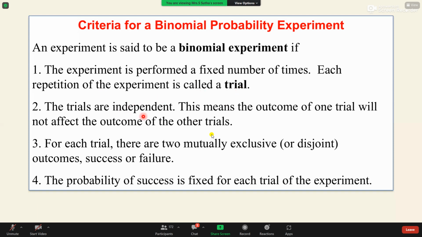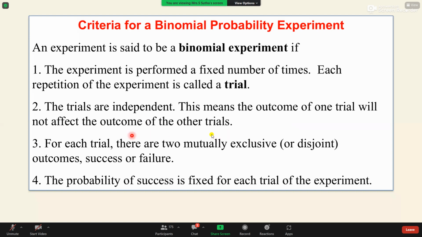But the trials are independent, meaning the outcome of the first trial does not affect the outcome of the second trial, right? So each and every trial is independent in terms of the outcomes of the trials, right? So this means the outcome of one trial will not affect the outcome of the other trial.